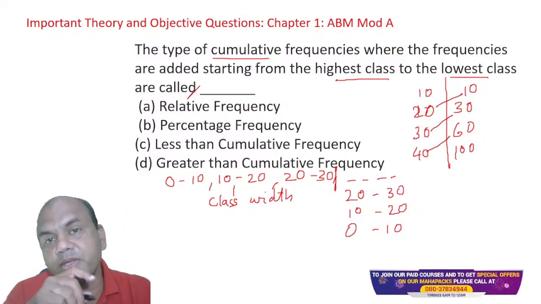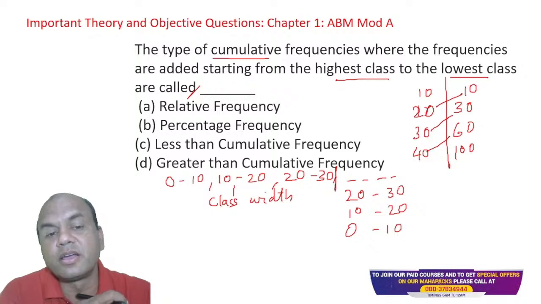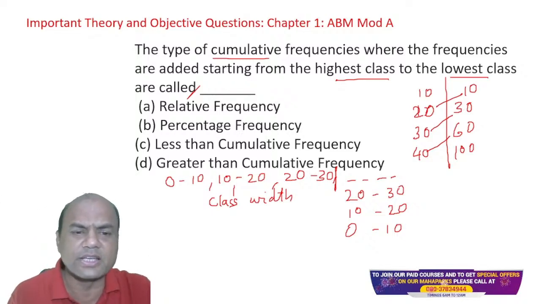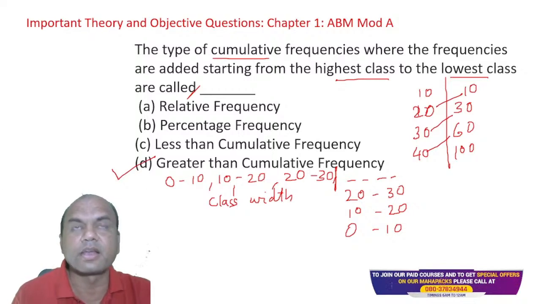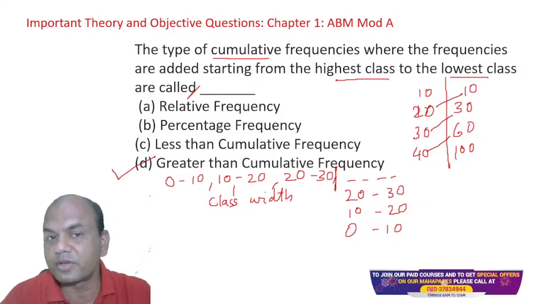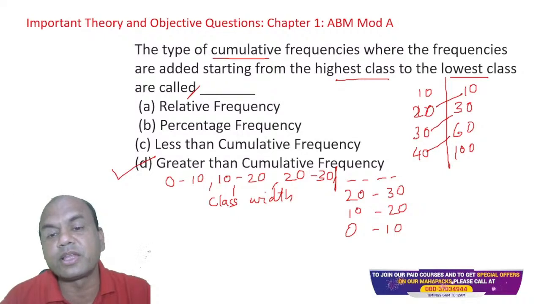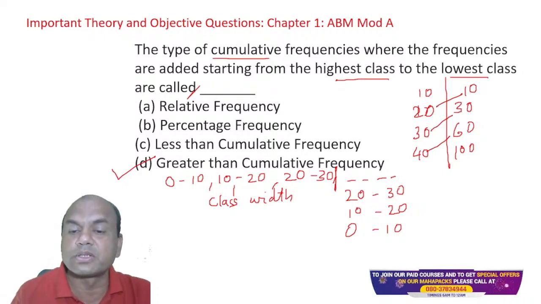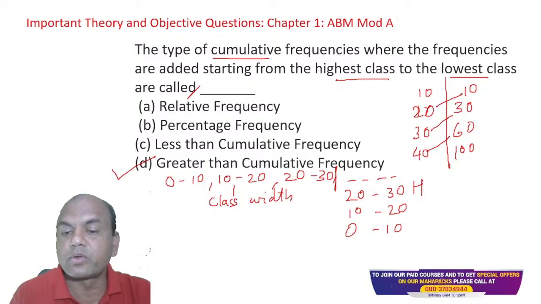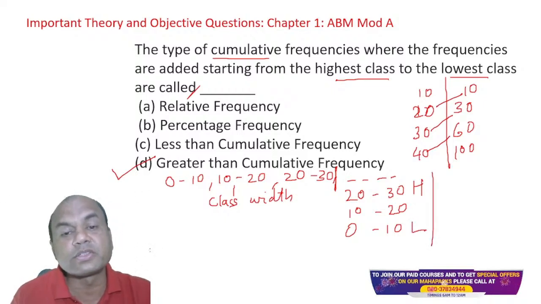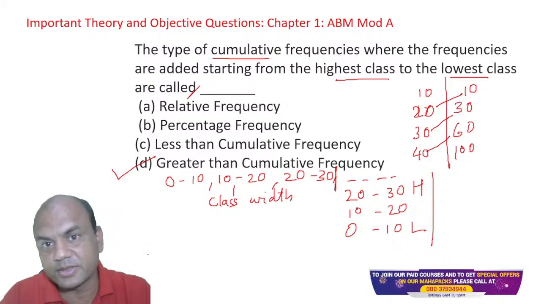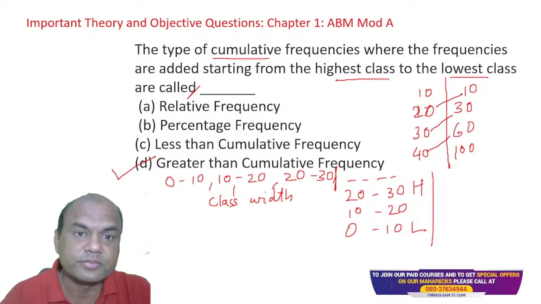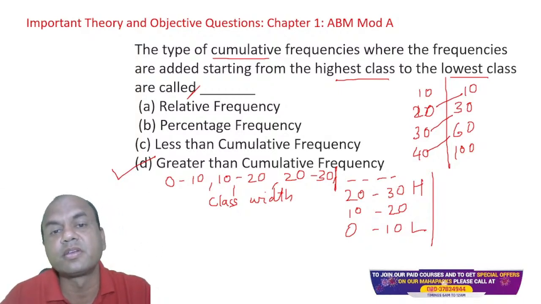What is the answer? Everyone, type in the comment section. See, logically I'll tell you. The answer is between C and D only. Less than and greater than. So it is greater than cumulative frequency. Got it? Greater than means whenever I'm starting from the highest and going to the lowest. If I'm taking the reverse route, lowest to highest, then it is known as less than. Clear? Simple? Okay, move ahead. Type yes in the comment section, everyone.